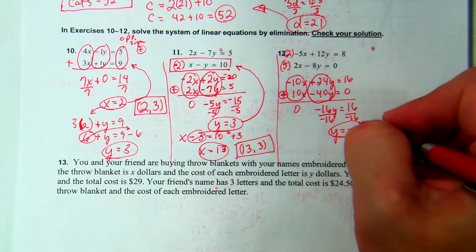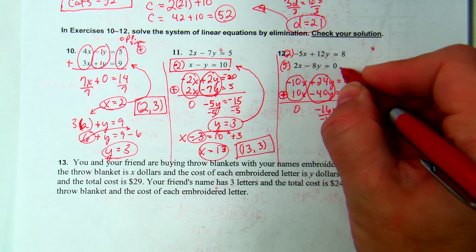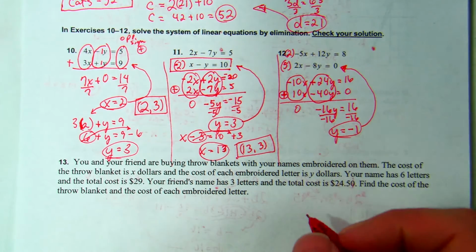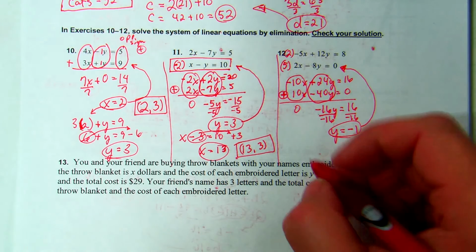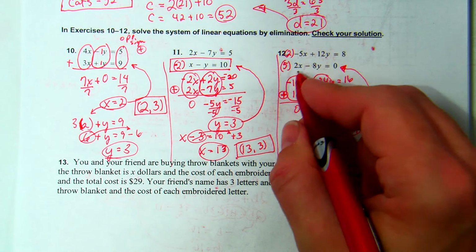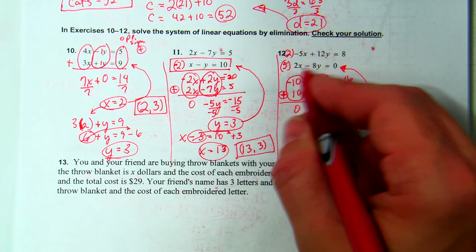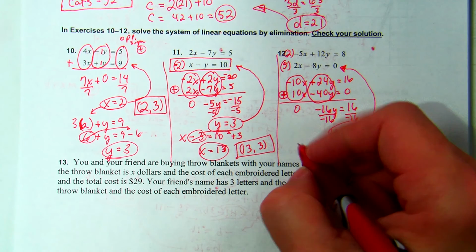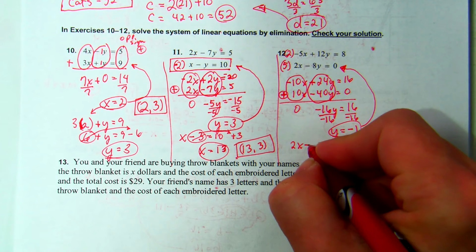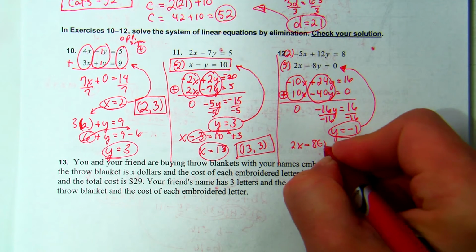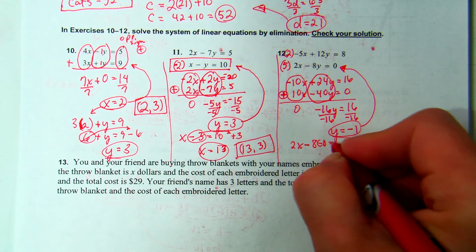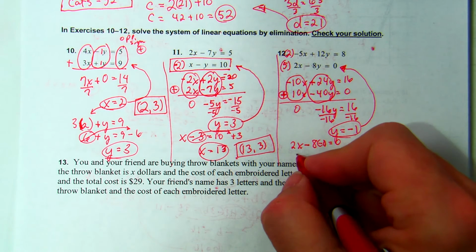So I found y, and now I'm going to plug this back into the positive version of x. It's kind of the way I like to do it. You can plug it into either one, it'll still work. And so I'm going to plug it into the positive version of x, or the equation with the positive x in it, so I can solve for x. So 2x minus 8 times a negative 1. It's supposed to equal 0.